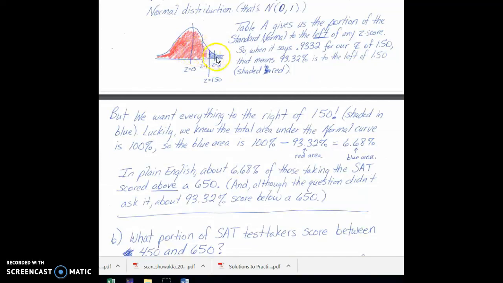Luckily we know the two add up to 100%, so that's what I'm talking about right here. If we want the blue area, we just start with 100%, subtract out the red area, and that would give us the blue area there, or 6.68%. So what does that mean? That means about 6.68% of SAT test takers are scoring above a 650, and 93.32% are scoring below a 650.